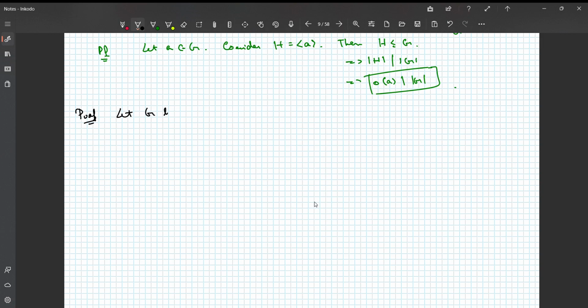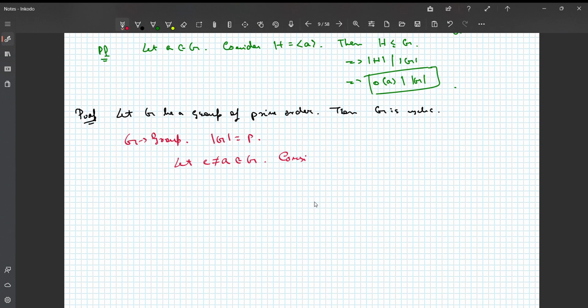Let G be a group of prime order. Then G is cyclic. Okay. Let's check. We are given G to be a group, right? So G is a group and the order of G is prime. Let A be an element of G, and let A be a non-identity element of G. Okay, A is the non-identity element of G.